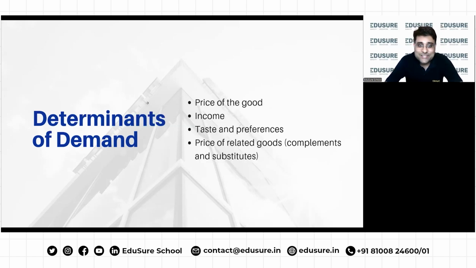Now it's a good time to understand the determinants of demand, or what are the factors that influence the demand, also known as the determinants of demand. There are four major determinants. They are as follows. Price of the good. This is the most important factor. When the prices go up, the quantity demanded usually goes down. And when the prices go down, the demand increases. This is known as the law of demand, right?